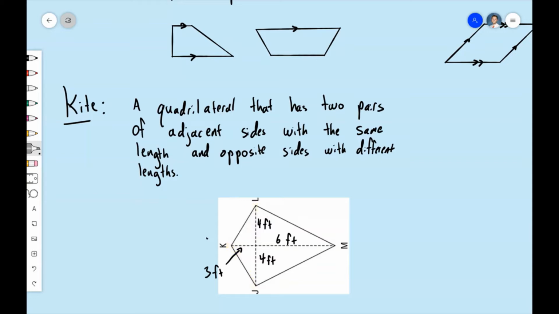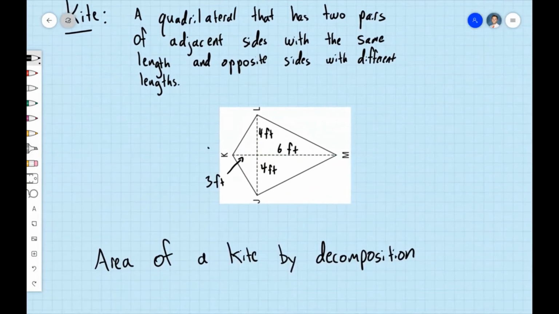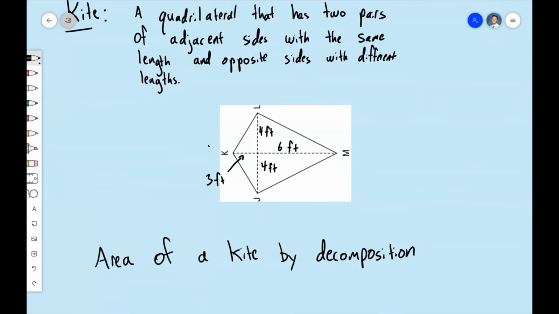Now, we can look at finding the area of a kite just by decomposing it, which means to break it down. So if we were to look at this, we can see that we could actually make two triangles out of this kite. We could find this triangle that I'm highlighting in yellow, and if we find the area of that triangle as well as the area of this triangle, then we would know the entire area of this kite.